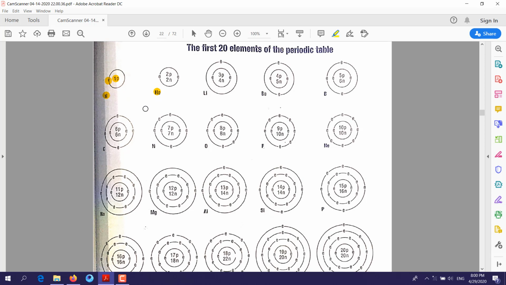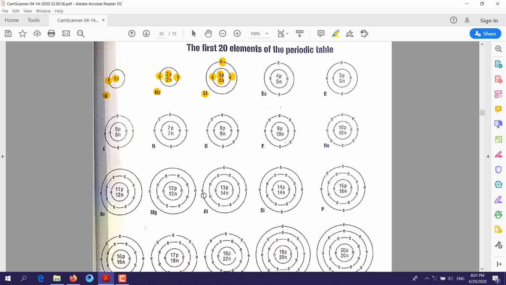Then the second one, helium, He. It has two protons, two neutrons, and two electrons. The third one, lithium, Li, has three protons, four neutrons, and three electrons. If you focus on all of these atomic structures, you will see that the number of protons is always equal to the number of electrons. All neutral atoms have an equal number of protons and electrons.